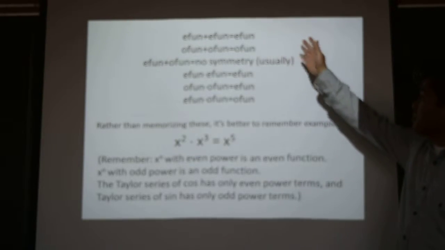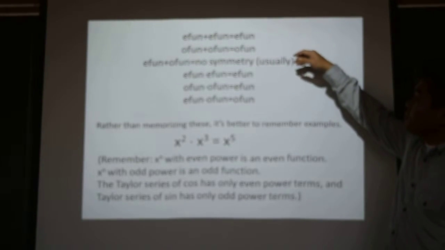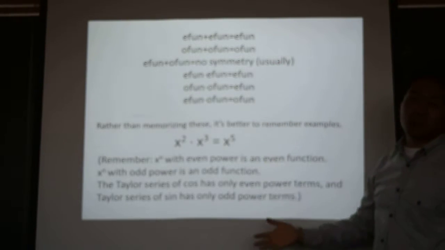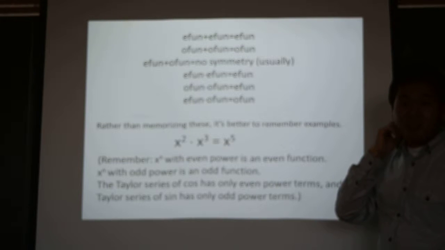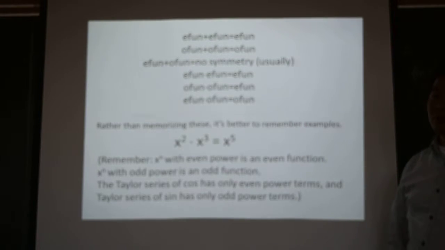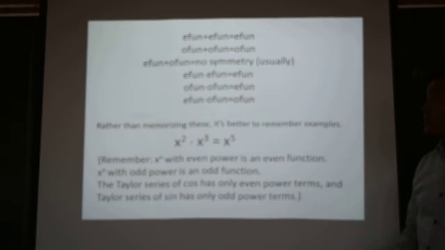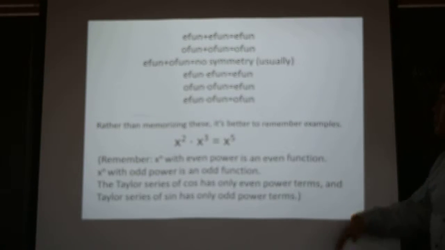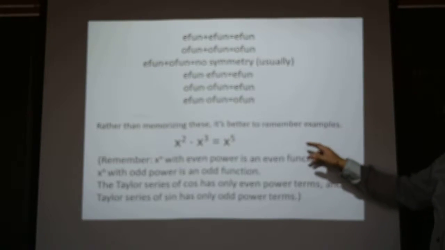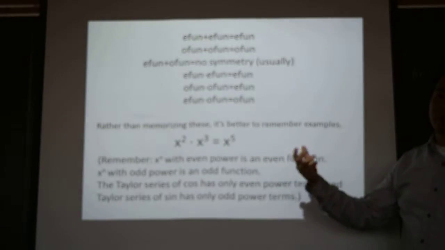Odd functions and even functions have these properties. If you add two odd functions, you get an odd function. Adding two even functions, you get an even function. If you have an even function and an odd function, adding them together will result in a function which is neither odd nor even. In fact, most functions don't have any symmetry at all. But if you know that certain functions have certain symmetries, it helps you greatly in calculating them. So you have all these rules, but rather than memorizing all these, it's better to think of examples. If you forgot, what do I get if I multiply an even function by an odd function?